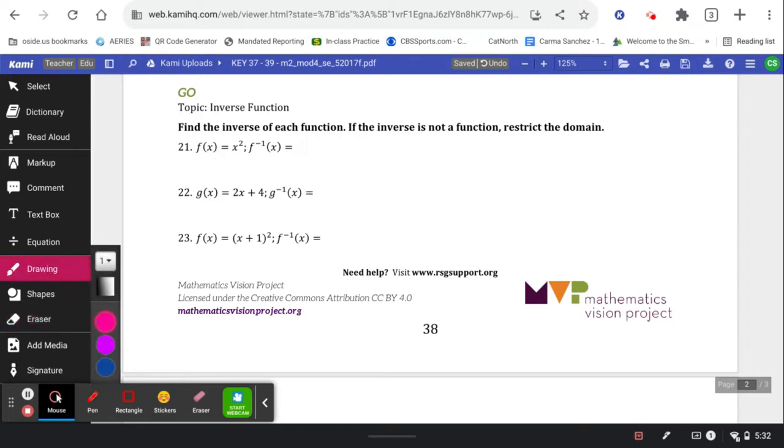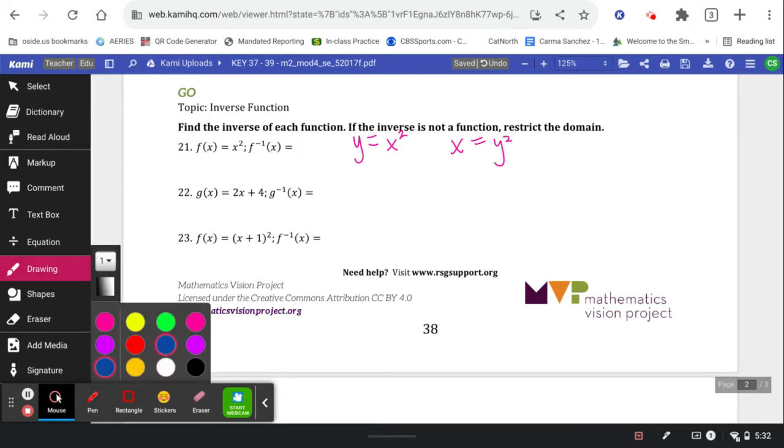So step one of inverse is switch the x and the y. So I need a y. So y equals x squared. Switch it. X is equal to y squared. Now we solve backwards. What's the opposite of squaring something? You got it. Square root. And so we're going to get that y is equal to the square root of x. So f of -1 of x is equal to root x. There's my inverse.